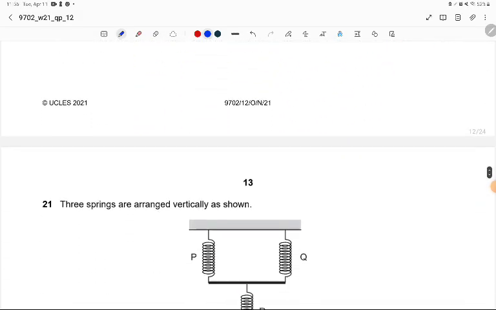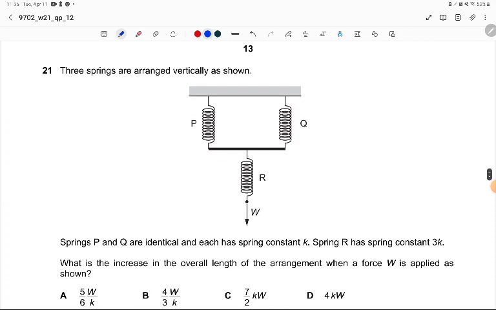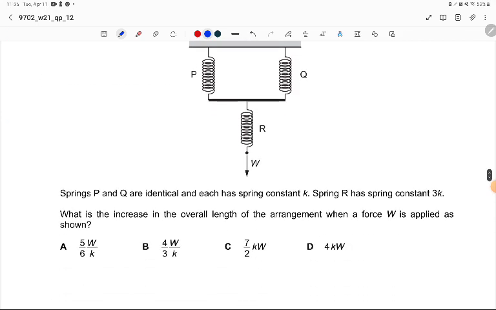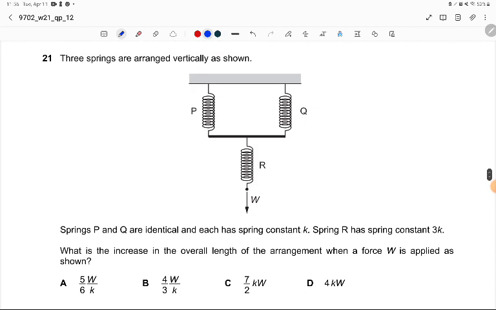3 springs are arranged vertically as shown. We happen to have 2 springs in parallel and 1 spring in series with P and Q. Springs P and Q are identical, and each spring has a spring constant of K. Okay. So K and K. Spring R has a spring constant of 3K. Okay. What is the increase in the overall length of the arrangement when a force W is applied as shown?